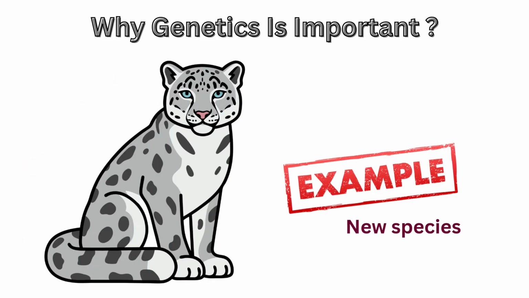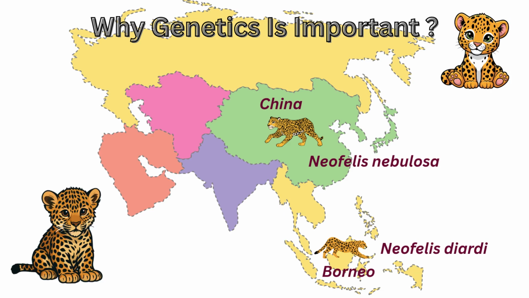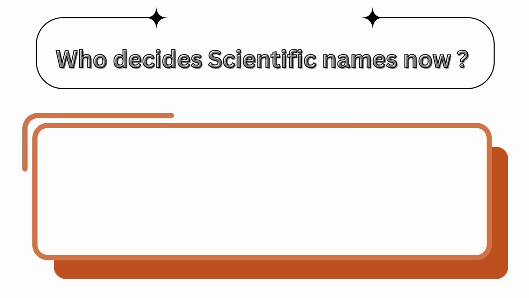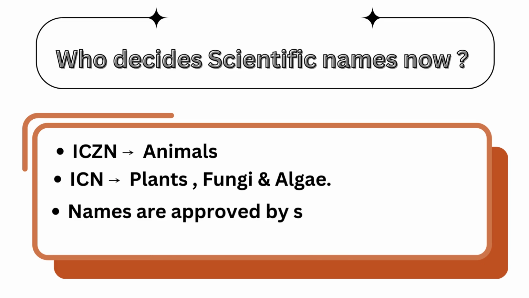The clouded leopard example shows that appearance alone is not always enough. Today, there are many international bodies that control scientific naming. ICZN names animals, while ICN names plants, fungi, and algae.